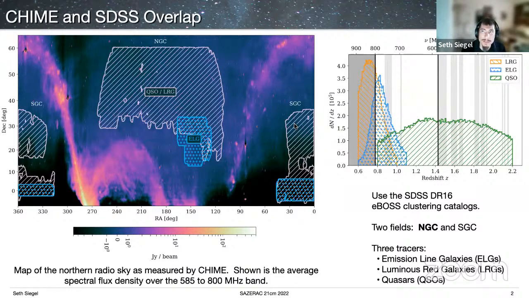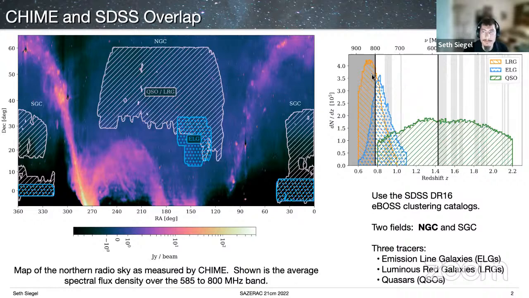I've overlaid the footprint of each field and tracer on a map of the radio sky created from CHIME data. The CHIME beam response decreases as one moves toward lower declinations, so we expect to have lower signal to noise for the SGC field than the NGC field. I'll focus on the NGC field for this work. The figure on the right shows the redshift distribution of each tracer.